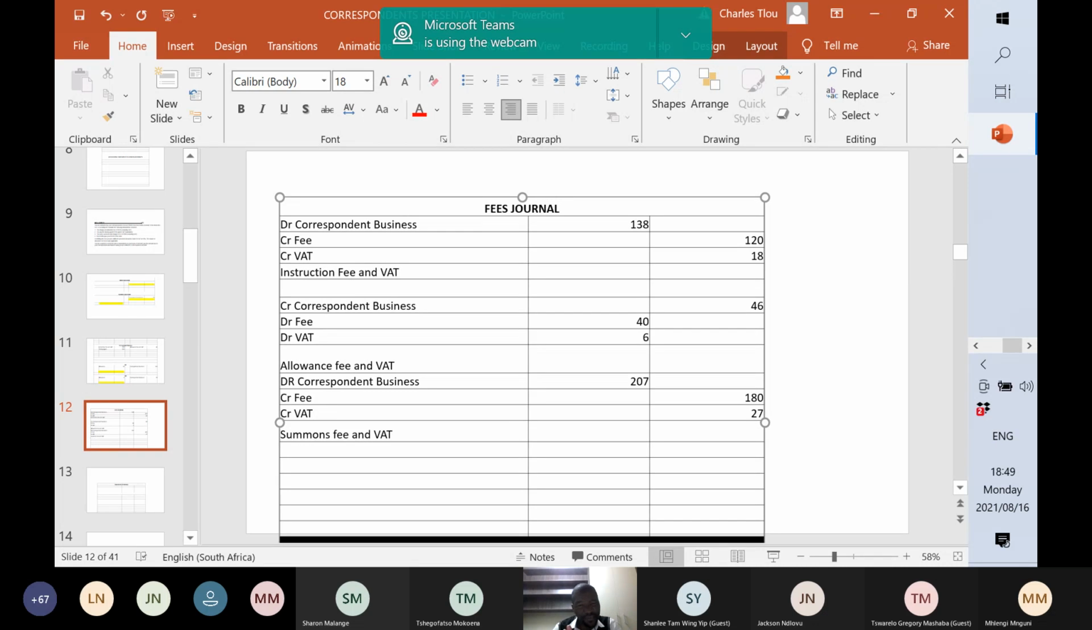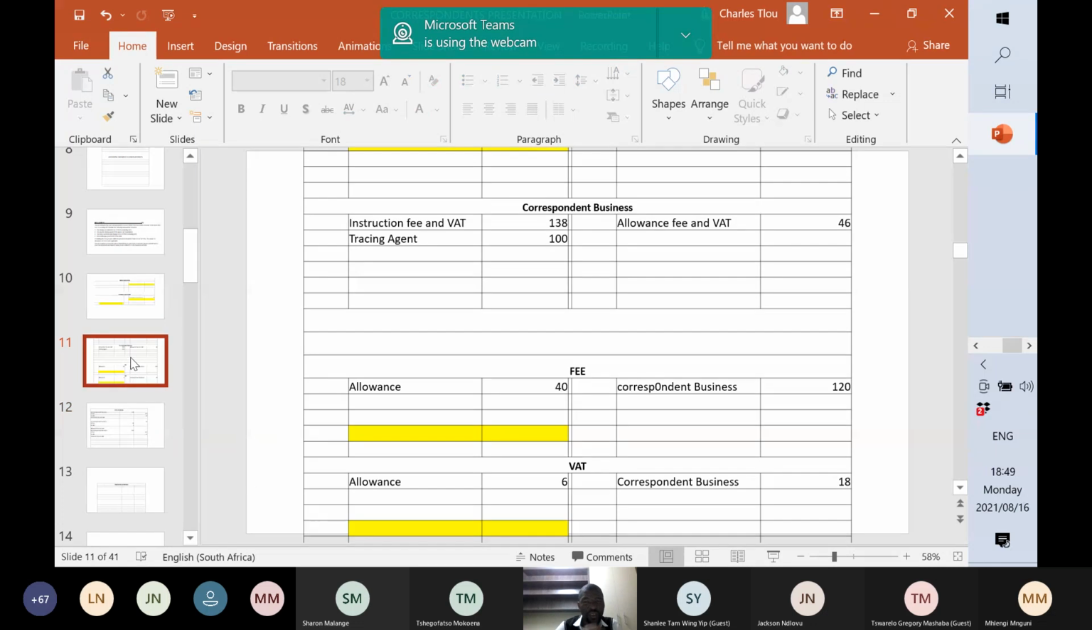Now, as it is in that fees journal, you post it to your ledgers. It says here, debit correspondent business 207. Let's go to the correspondent business ledger account and debit with that 207. That's your summons fee and VAT. Summons fee plus VAT is 207, on the debit side, on the left-hand side of the correspondent business.